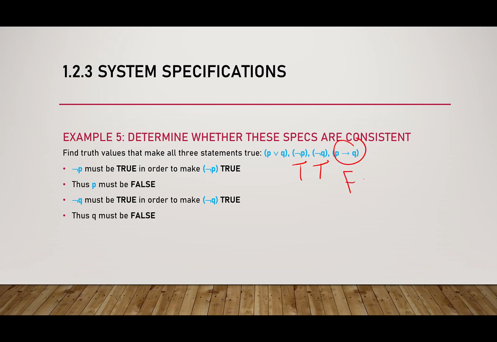Because we get a false, therefore false, which will evaluate to true. Okay, so that's all good, but this one right here is false. That is a problem. It's no good. Therefore, right there, that's not good. Because of that, that means that these specs are not consistent. All four of those statements cannot be true at the same time.